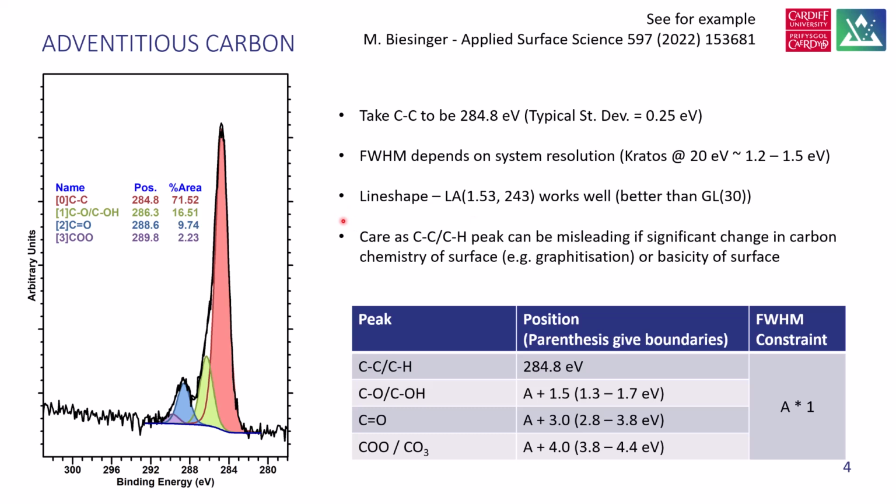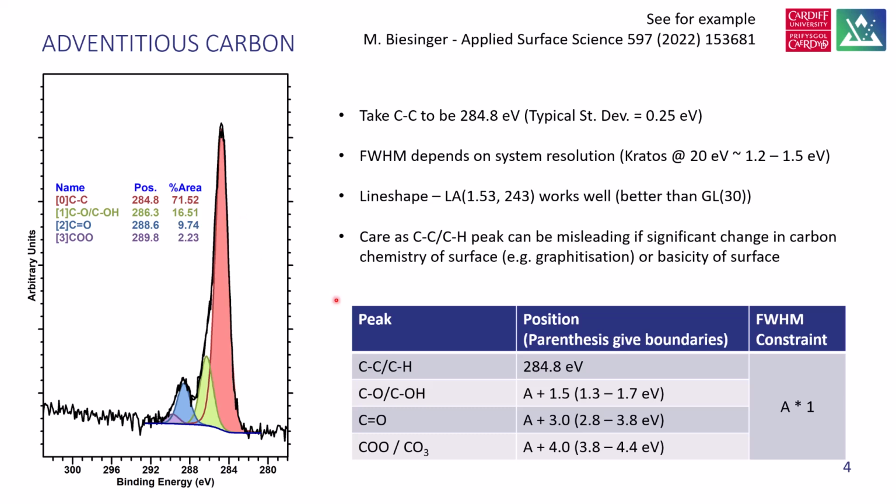We have to take care, however, about the assignment of this carbon-carbon or carbon-hydrogen peak. If there are significant changes in the chemistry of the surface, for example you start getting graphitization from a reaction process, or the basicity of your surface changes, then it can have an influence on how this adventitious carbon interacts with the surface, and therefore can cause a shift. And this links back to that uncertainty or debate that's come up again in the literature.